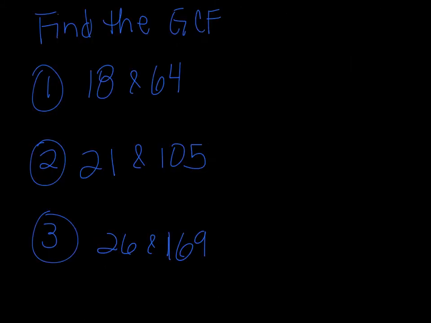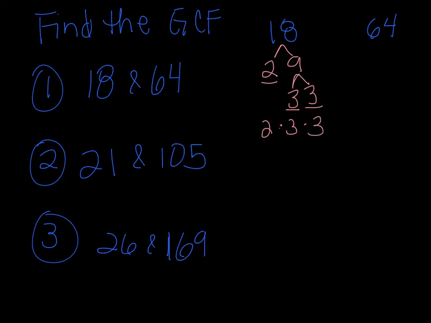Let's look at this first one. Remember, our first step is to write the prime factorization of both numbers. So we have 18 and 64. I'll start with 18. Someone might say 2 and 9, someone might say 6 and 3. Either way, we're trying to get to the prime factorization, so we're going to keep going until we have all prime numbers. 2 times 9, and the numbers that multiply to equal 9 are 3 and 3. Here we have the prime factorization: 2 times 3 times 3.